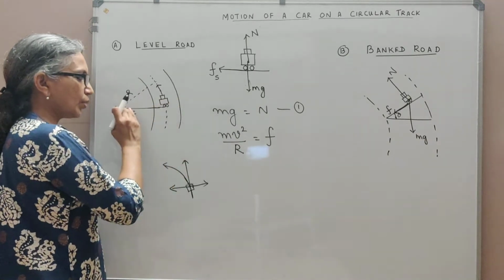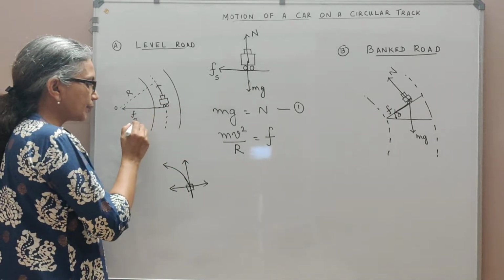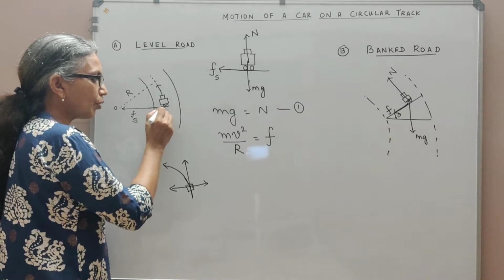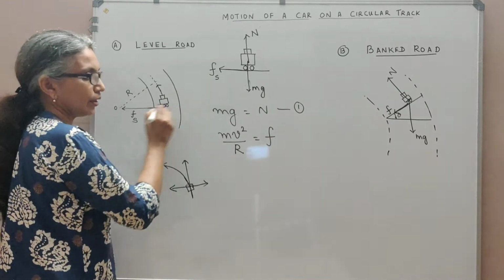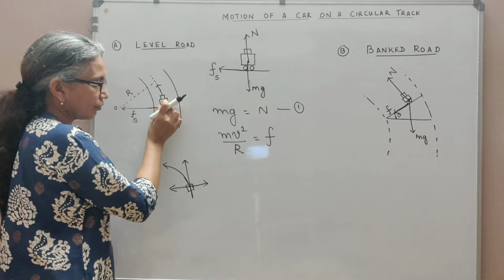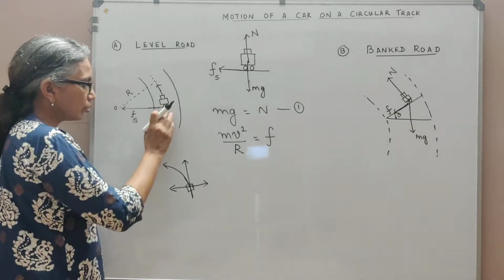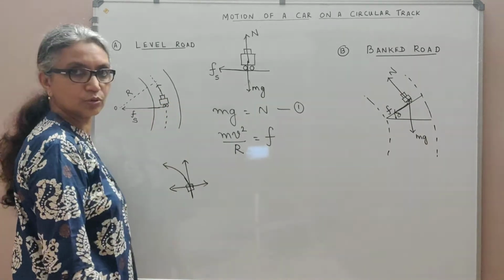To keep it towards the center, this force of friction must be the static friction which opposes the relative motion between the car and the road, relative motion in this direction. So we have this static friction acting towards the center.